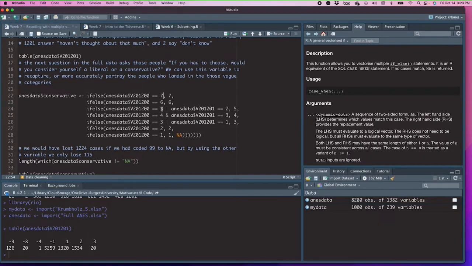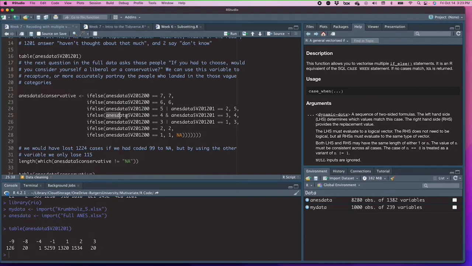5 was slightly conservative. So what we're going to tell it here is that if they said in the original variable that they were slightly conservative, or if they were asked this follow-up question and they said that they were conservative, we're going to call that slightly conservative. Because if they didn't want to commit to being conservative the first time around, we'll say that when we made them choose, that means they were just slightly conservative.